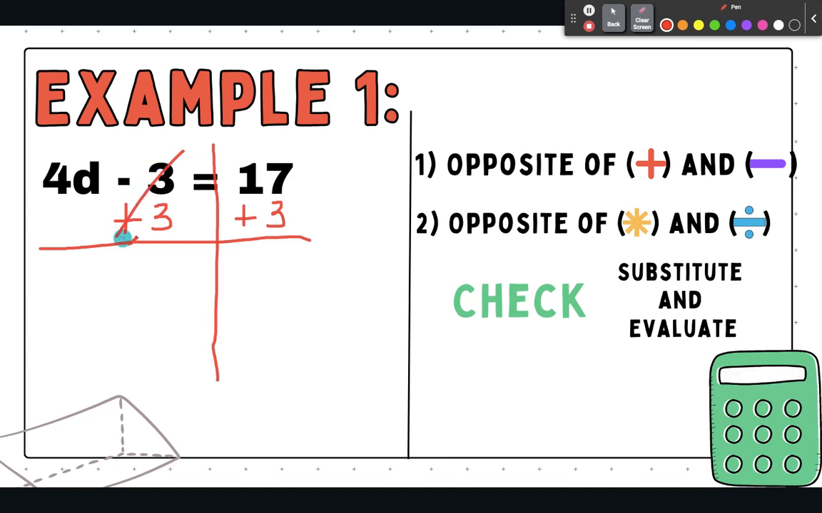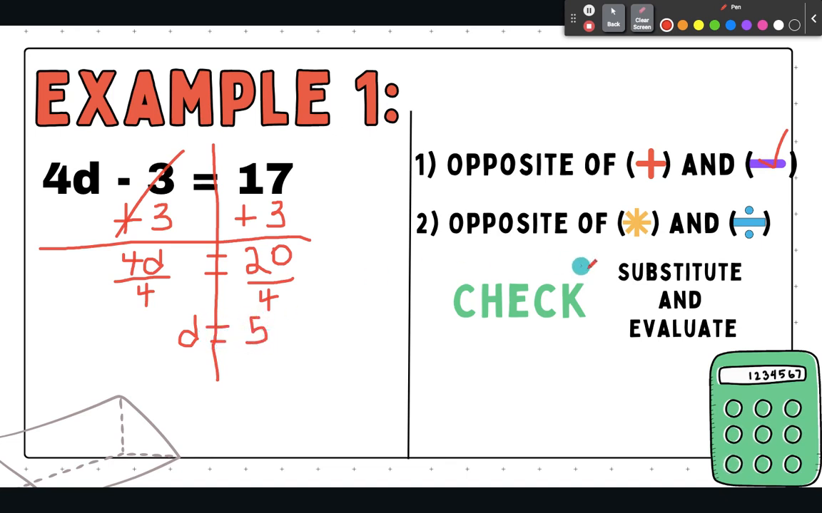Now that's going to cancel out, leaving me with 4 times something is equal to 20. And hopefully your wheels are already turning. We did the opposite of addition and subtraction. Now we have to do the opposite of multiplication or division. So since I have 4 times d, the opposite of multiplying by 4 is dividing by 4. At this level of mathematics, we show division by transitioning that into a fraction. So 4d divided by 4 is just 1d. No need to write the 1. And 20 divided by 4 is 5.